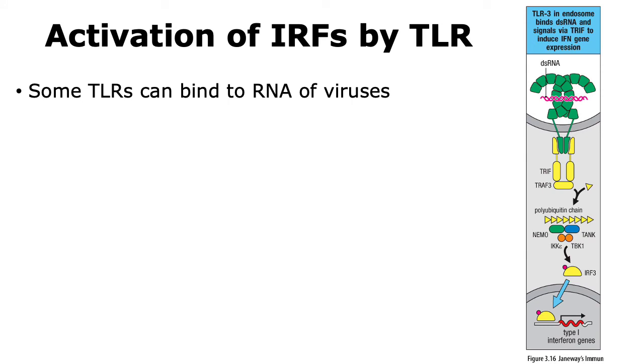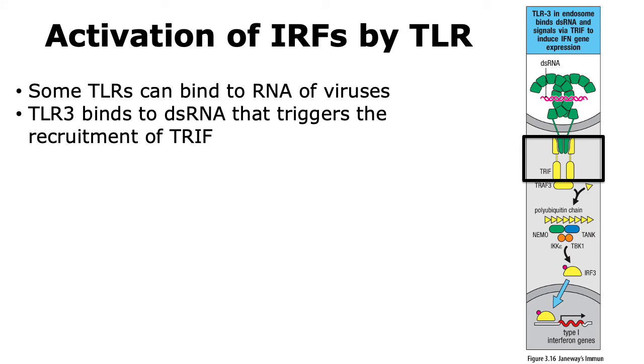Some members of the toll-like receptor family are able to bind to RNA. One such example is toll-like receptor 3, or TLR3, that is present on the endocytic membranes of a cell. Now, TLR3 is able to recognize and bind to double-stranded RNA, and this double-stranded RNA is normally found in viruses. The binding of TLR3 to double-stranded RNA results in its dimerization, and thus the TIR domains of these two TLR3 molecules are close together in the cytoplasm.